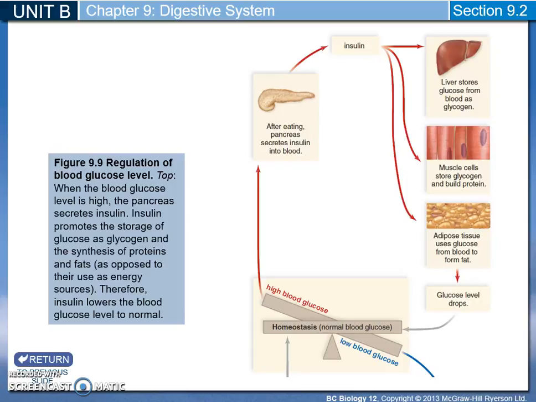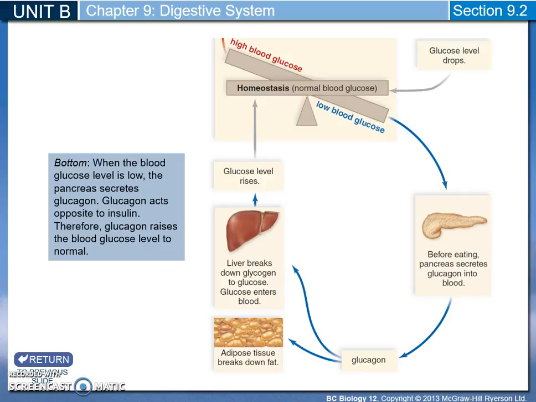Here's a diagrammatic representation of how the feedback mechanism works for blood glucose levels. When blood glucose level is high, the pancreas secretes insulin, and then insulin promotes the storage of glucose as glycogen and the synthesis of proteins and fats, as opposed to their use as energy sources. Therefore, insulin lowers blood glucose levels to normal. When blood glucose level is low, the pancreas secretes glucagon, and glucagon acts opposite to insulin, so therefore it effectively raises blood glucose levels back to normal.